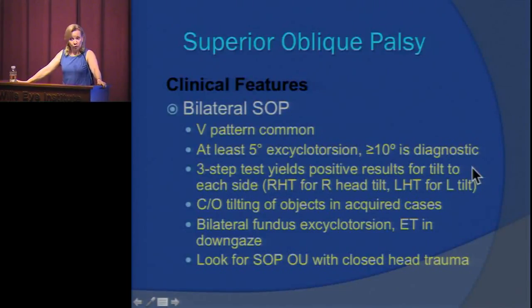Bilateral fundus excyclotorsion will also be seen, and as I said, an esotropia in down gaze because of that lack of abduction in down gaze. So look for bilateral superior oblique palsies with closed head traumas.